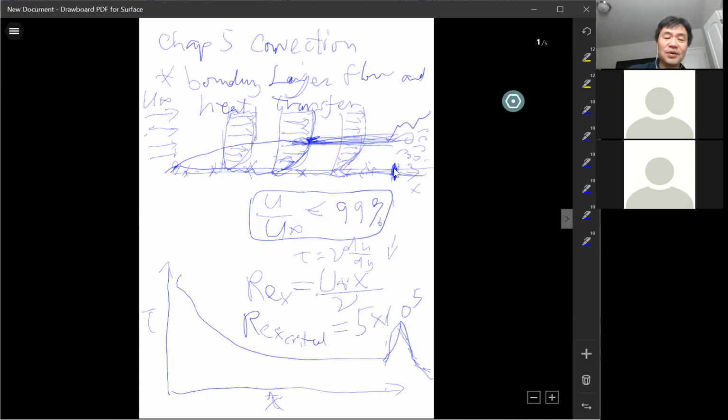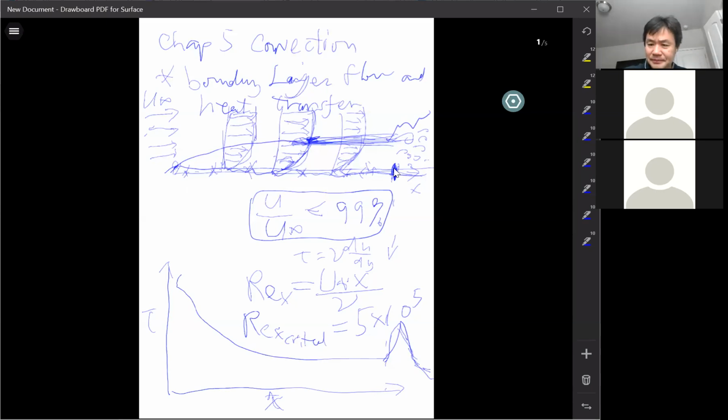Okay, so I can come back to ask you. I give you a plate, a situation, so you can actually calculate where the transition happens, right? Because that 5 by 10, 5 is a certain number. So you can back calculate that X, the critical X. So you know where your transition location between laminar and turbulent is.